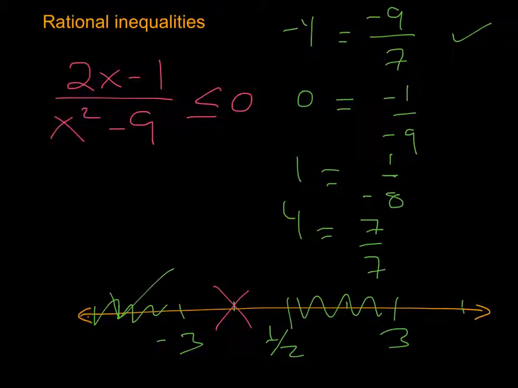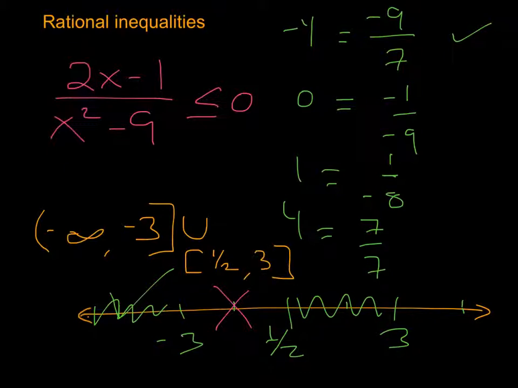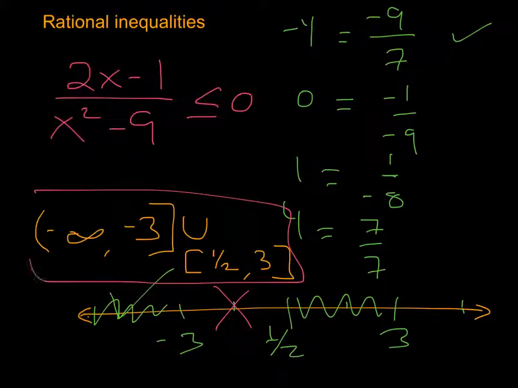So my solution set, or the answer to this problem, would be negative infinity to negative 3. And I'm going to put a square bracket because it's less than or equal to. If it's equal to, it has to have a square bracket. And infinity always has a soft bracket. And then I'm also going to highlight this section between 1/2 and 3, and both of those are going to be square brackets. So I'm going to have positive 1/2, comma, positive 3. And this is my final answer right here.